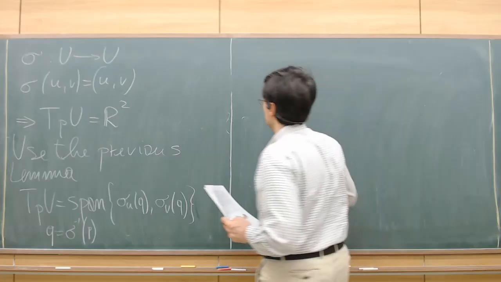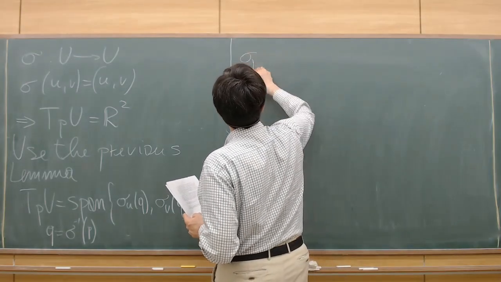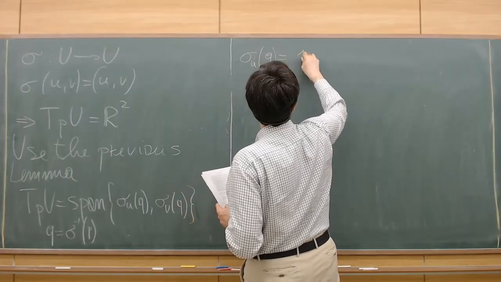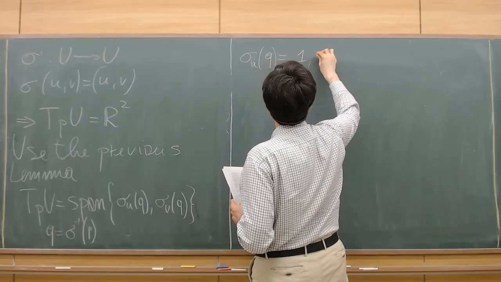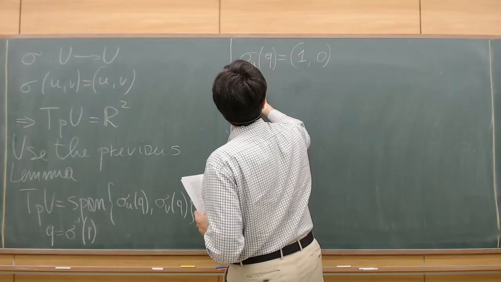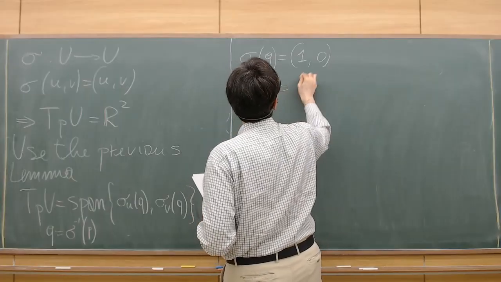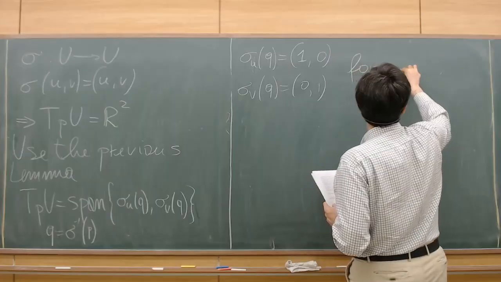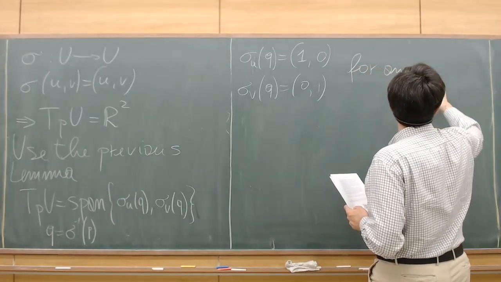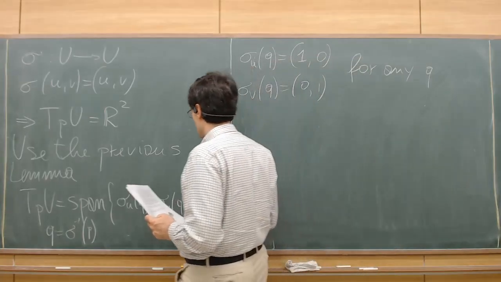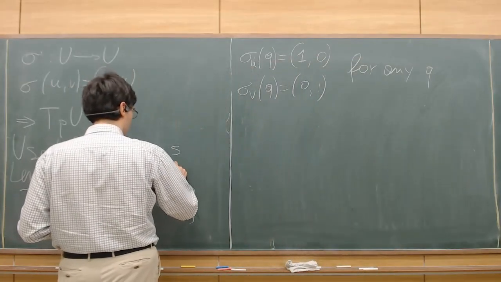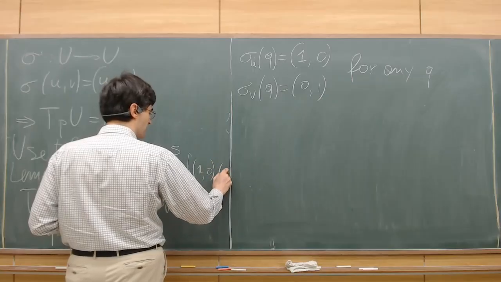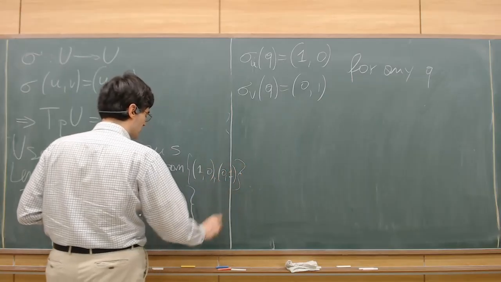And if you make the computation, you will get sigma_u(Q) equal (1,0) and sigma_v(Q) equal (0,1) for any Q. So this becomes the span of (1,0) and (0,1), which is R2.